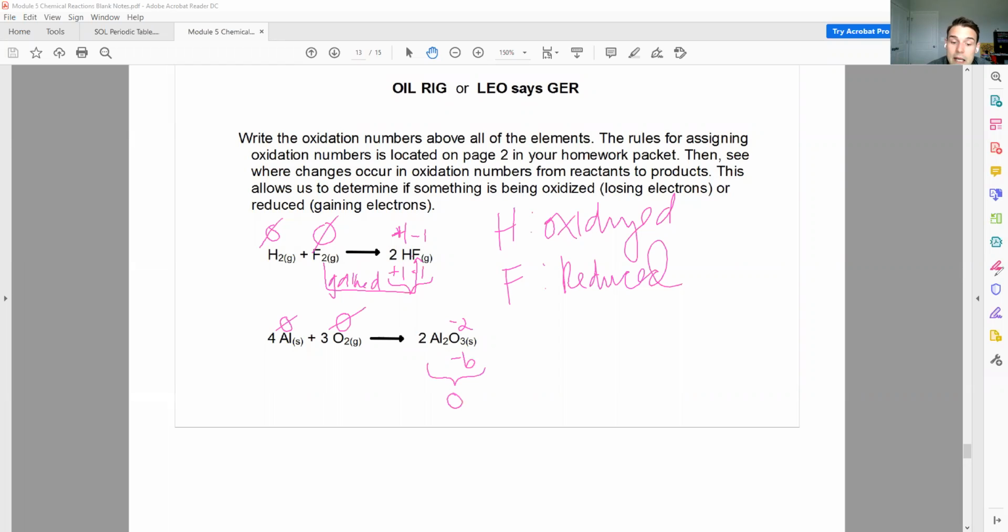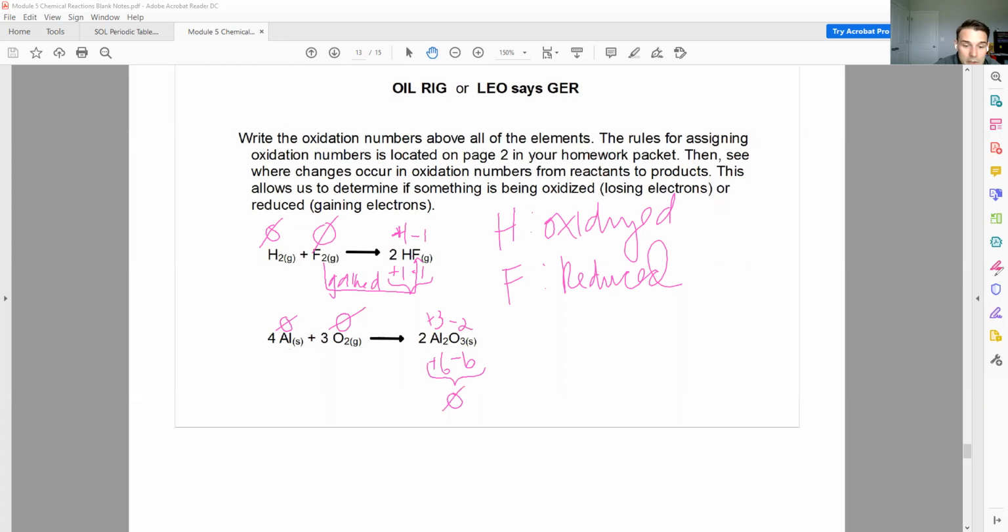Now I know that this compound has to total 0. So that means this part has to be +6 to cancel out with that -6. Now, if overall it's +6, but there are 2 aluminums, that means each one is +3. And there are my oxidation numbers.